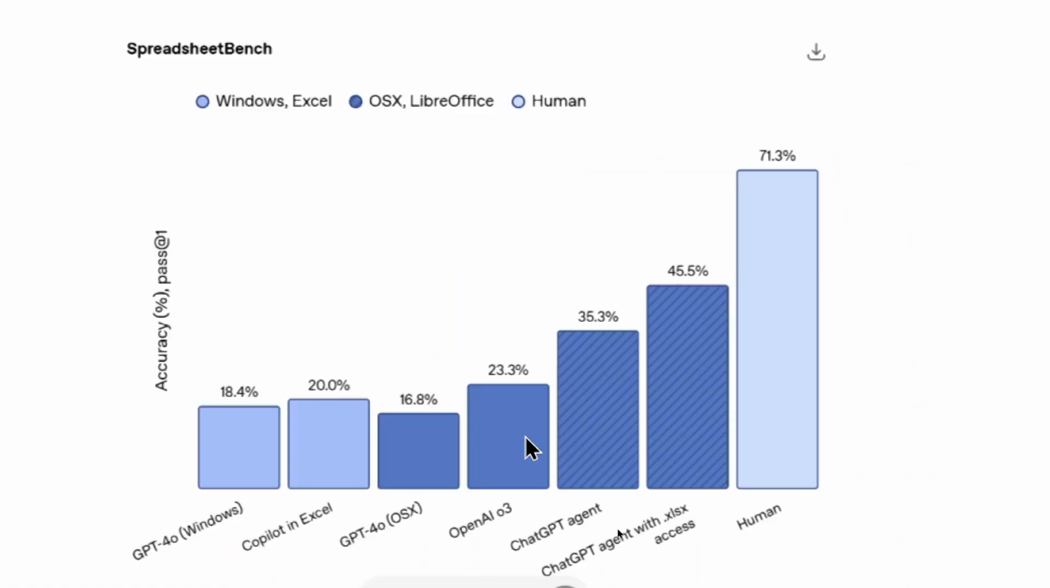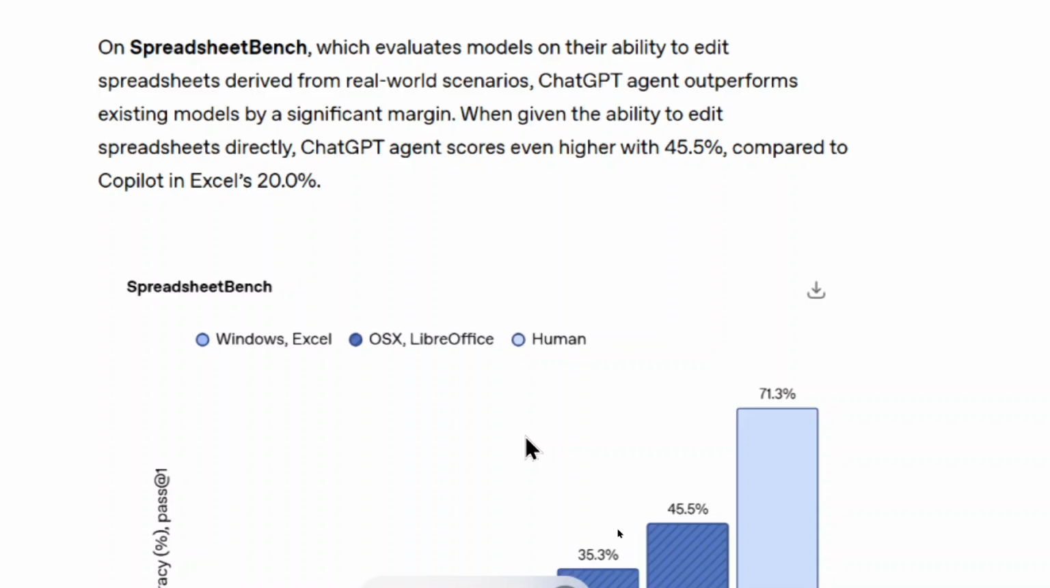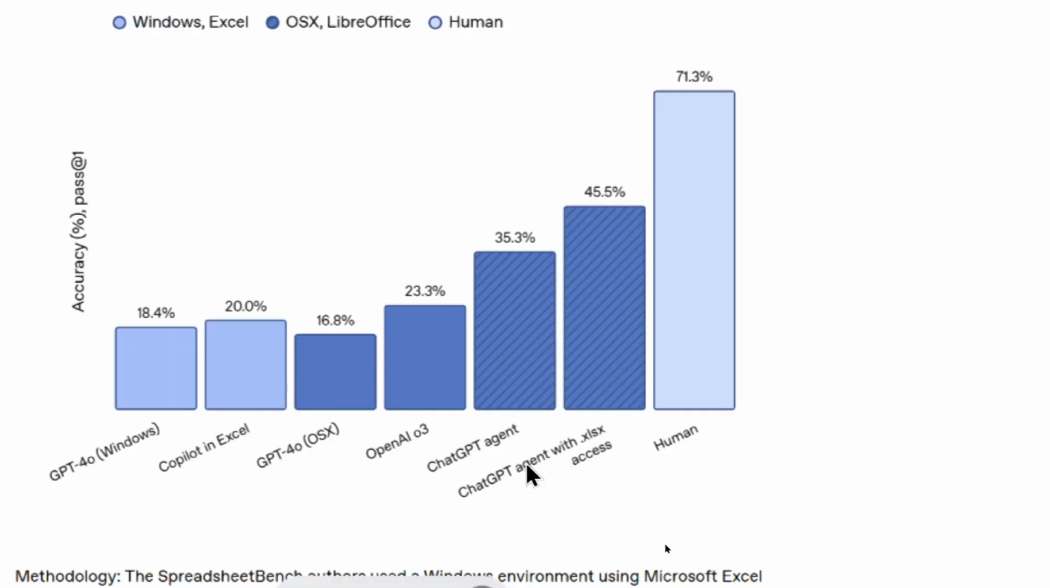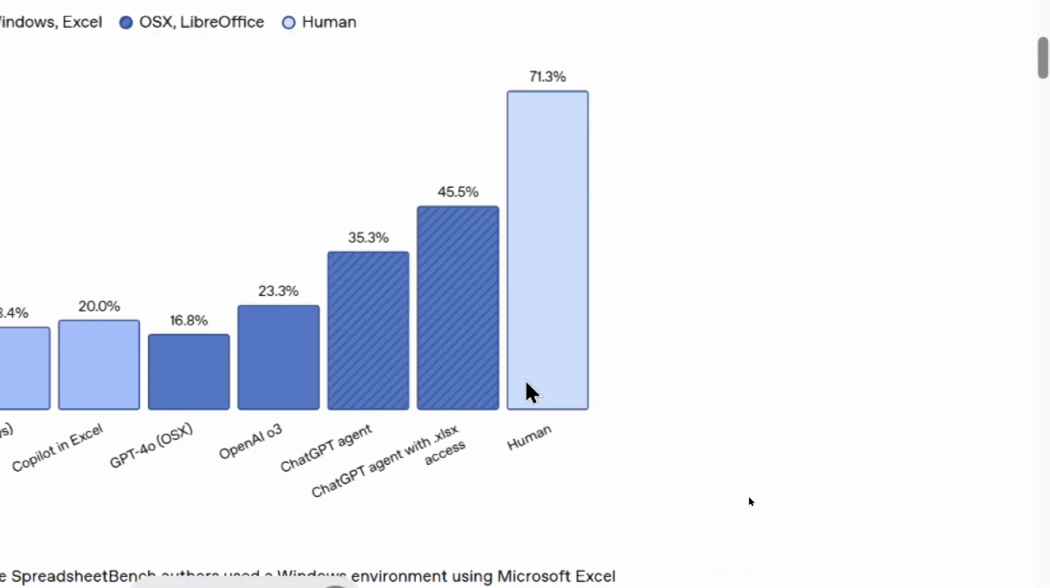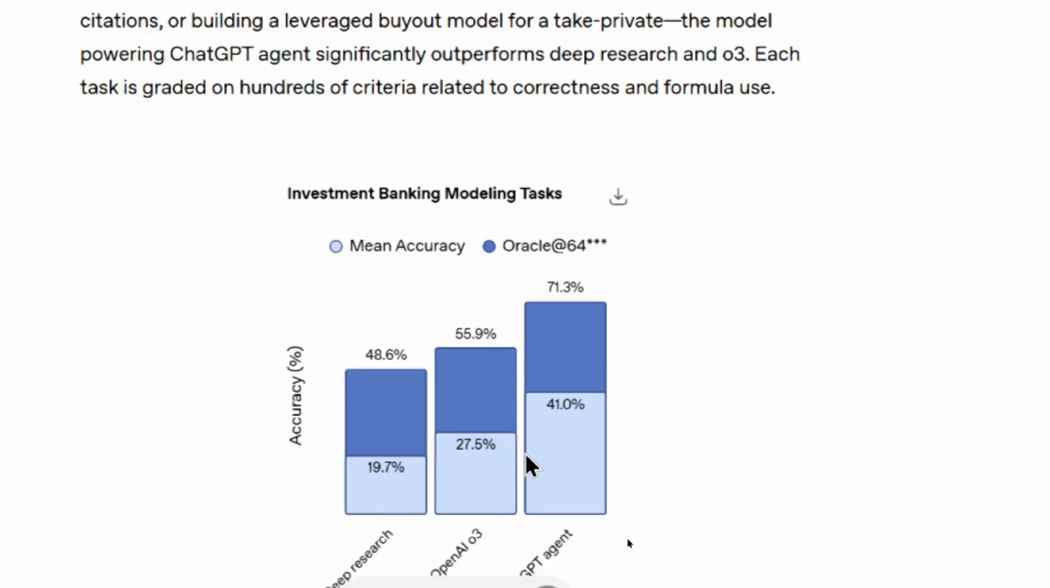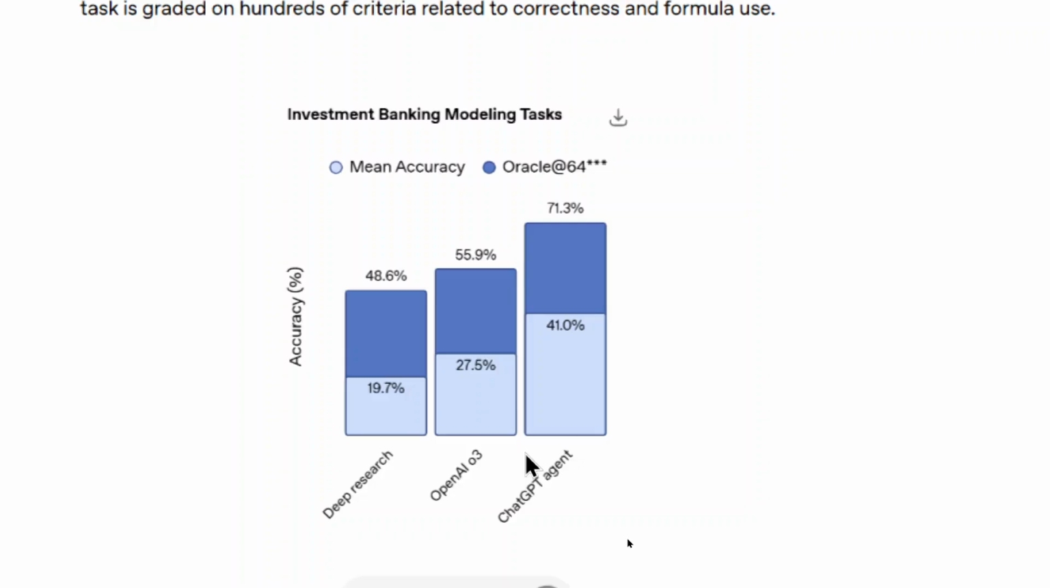Here is a test called Spreadsheet Bench. It evaluates models on their ability to edit spreadsheets derived from real-world scenarios. So ChatGPT agent with Excel access beats all the other models, but a human is still winning. Not for long though, I feel that AI is catching up. Here's an investment banking modeling task. ChatGPT agent outperforms all the other models.